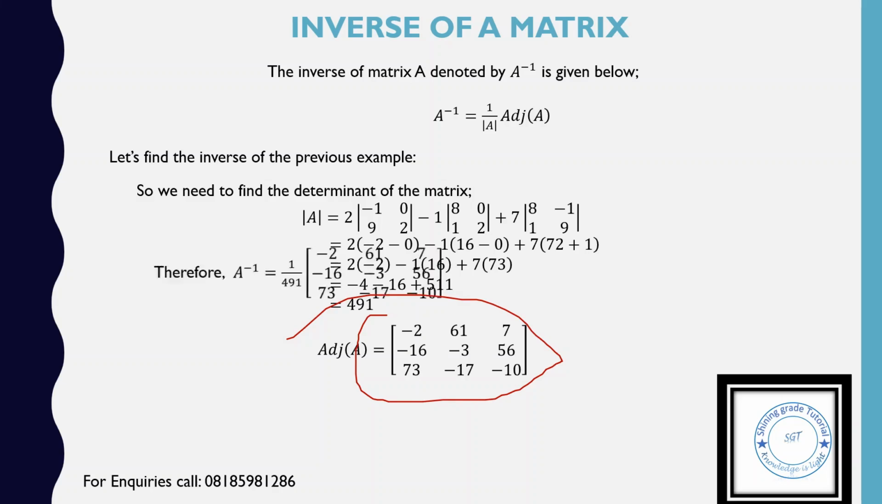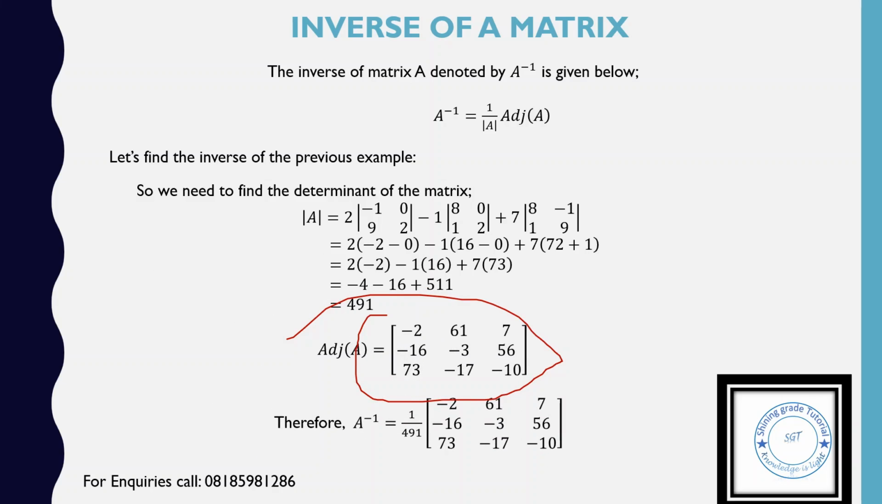So our inverse will then be 1 over the determinant. The determinant is this, multiplied by the adjoint. It's simple. That's just the inverse of the matrix.